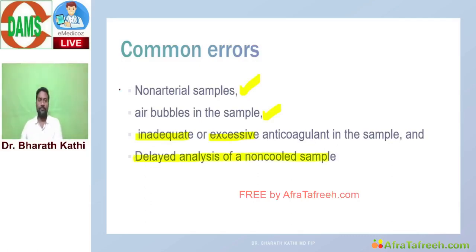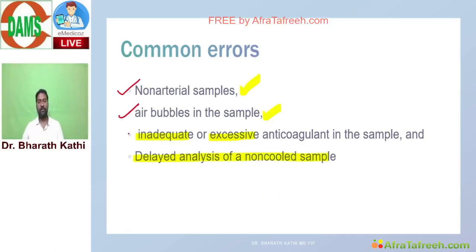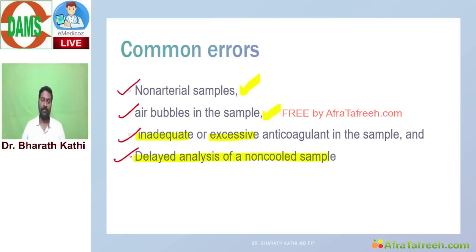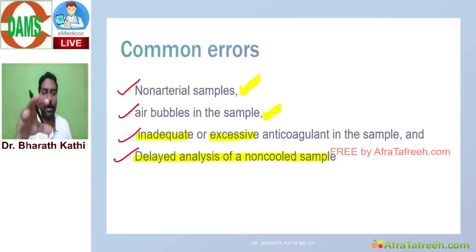Students, I need you to know, you will come across non-arterial samples, air bubbles in the samples, inadequate or excess anticoagulant in the sample, delayed analysis of a non-cooled sample. Now, how to identify all these mistakes and how to get yourself corrected?